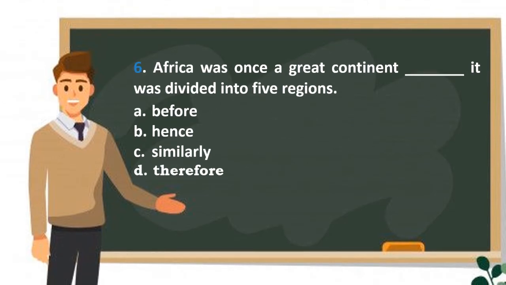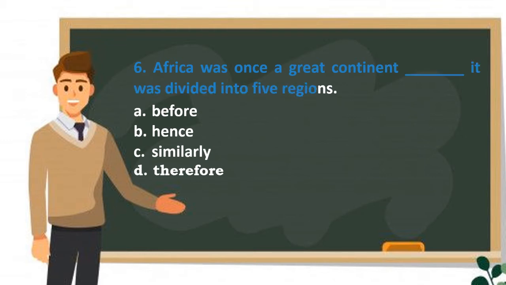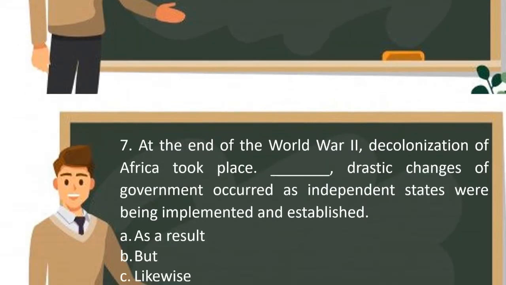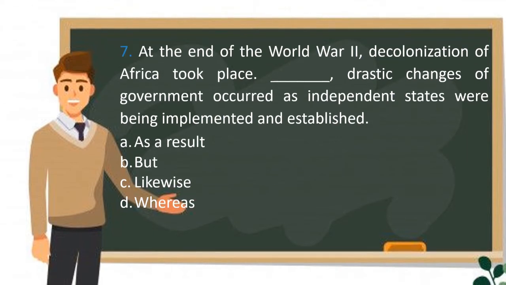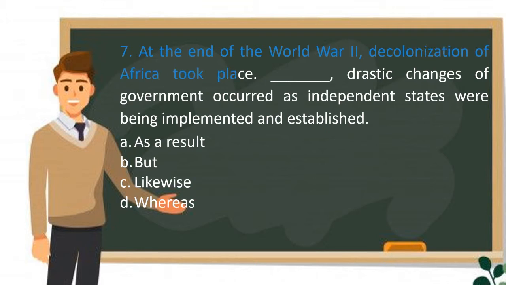6. Africa was once a great continent. Blank, it was divided into 5 regions. A. Before. B. Hence. C. Similarly. D. Therefore. 7. At the end of the World War II, decolonization of Africa took place.